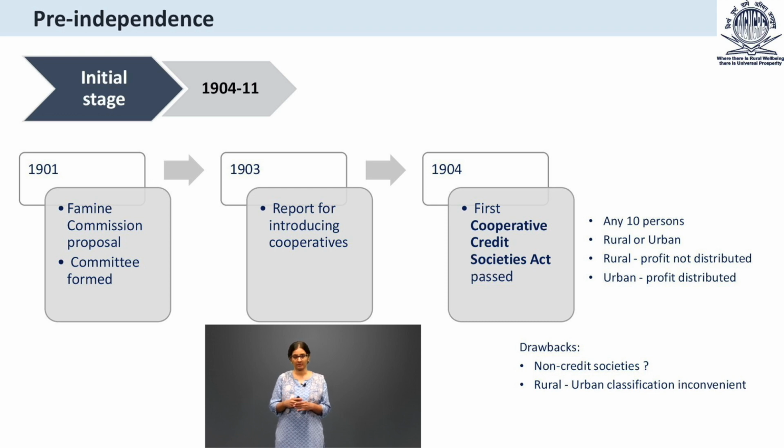Now, this Act had its drawbacks. It didn't provide for legal protection to non-credit societies. It was focused on credit societies. And it was also found that the classification of societies into rural or urban was rather arbitrary and inconvenient.